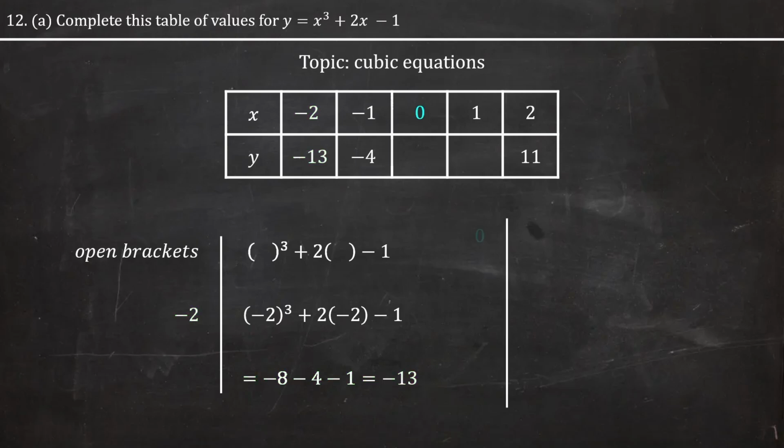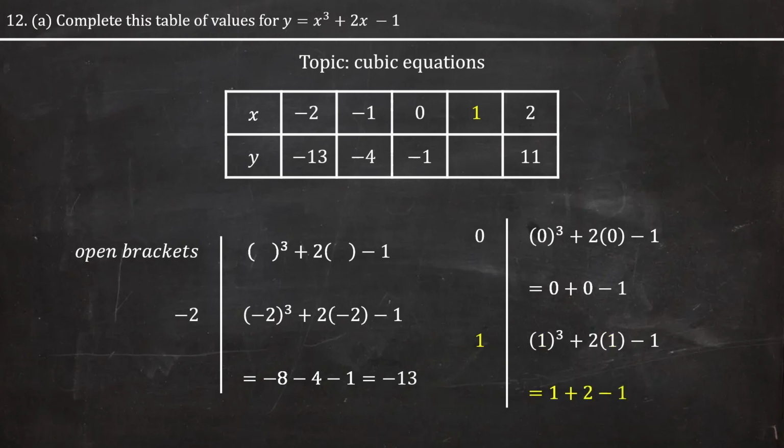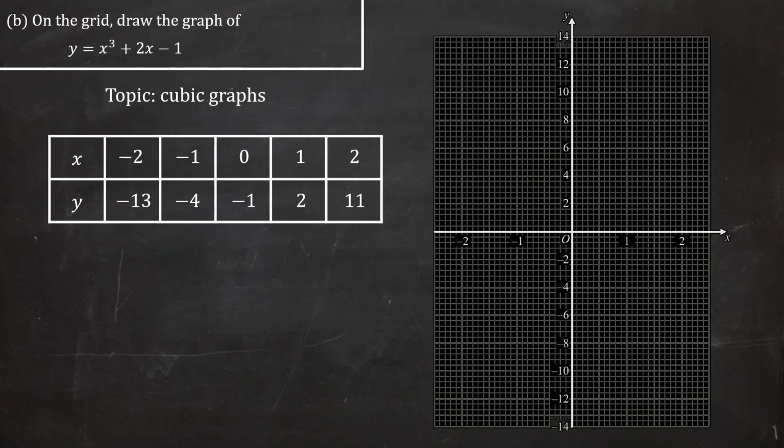Do the same thing for 0, so open brackets, put 0 inside and evaluate. 0 cubed is 0, 2 times 0 is 0, minus 1 will give you minus 1. And finally for 1, open brackets, put the 1 inside. 1 cubed is 1, 2 times 1 is 2, minus 1 will give you 2. Alright, now we have to draw them. So first thing we're going to do is we're going to plot each point.